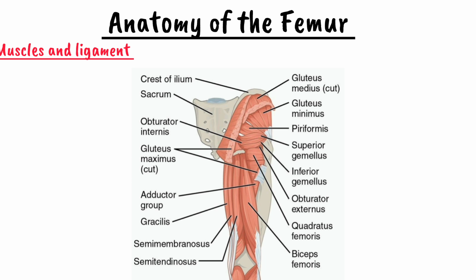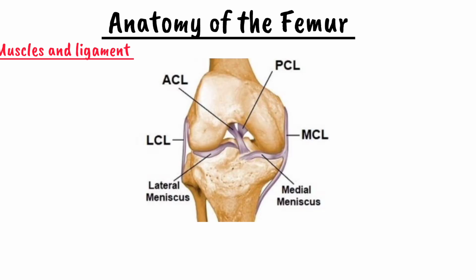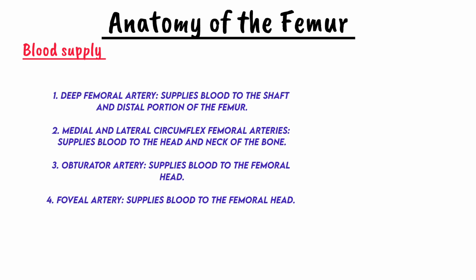So let's talk about the ligaments attached. Ligaments attached to it include the transverse acetabular ligament, the ligament of the head of the femur, the anterior cruciate ligament, the posterior cruciate ligament, the fibular or the lateral collateral ligament, and the tibial or the medial collateral ligament. Also, there are other ligaments, and you can go and read more on that. The blood supply to the femur includes the deep femoral artery, the medial and the lateral circumflex femoral arteries, the obturator arteries, and the foveal arteries.